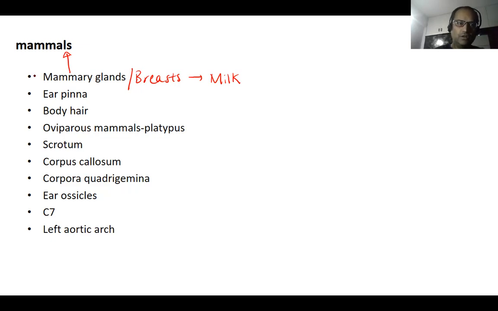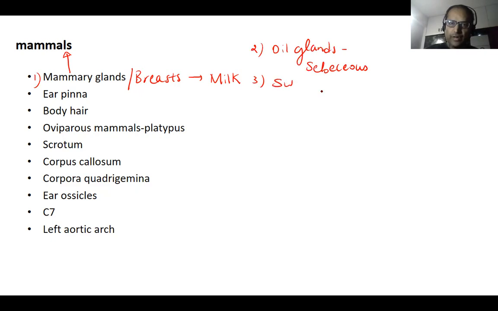Other than the mammary glands, there is also the presence of another gland, called oil glands. Oil glands can also be called sebaceous glands, which is the medical term. So that is also a point to be noted here. There is also the presence of sweat glands. Sweat glands release sweat, and oil glands release sebum, or the oil.